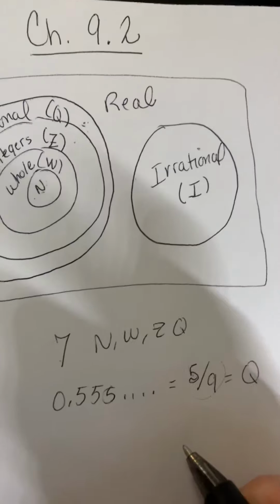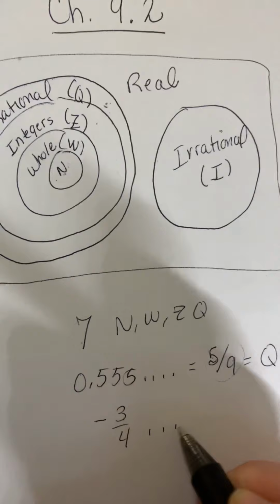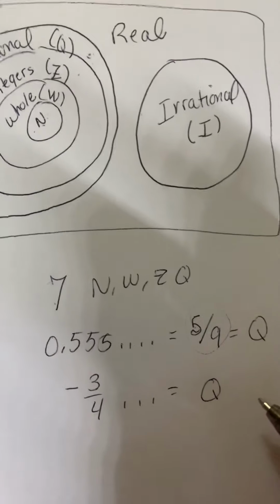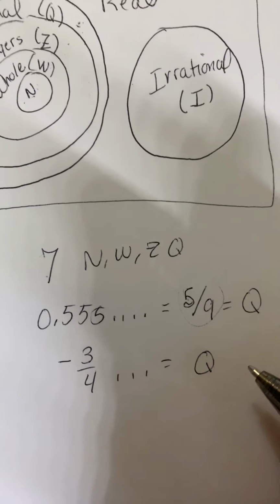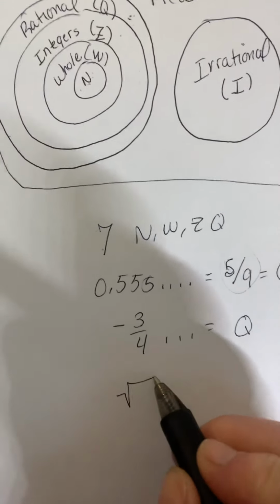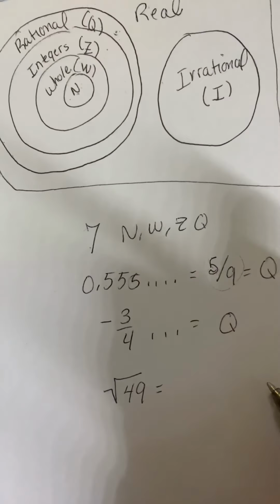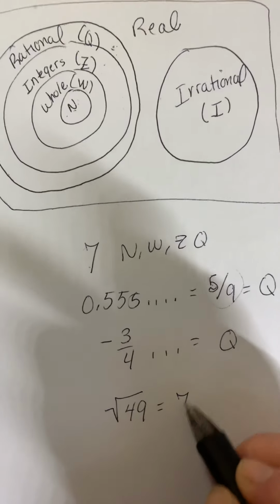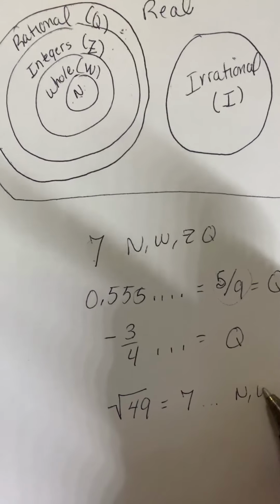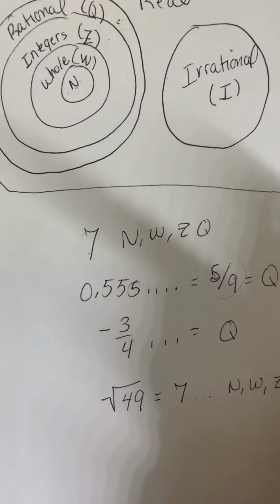Okay. If I had the negative 3/4, again, it's a fraction. Fractions are rational, and that's it. It's not an integer, because remember, an integer has to be a whole number. Now we're going to add square roots. So if I gave you the square root of 49, you have to simplify before you identify. You would say that that's equal to 7. And if I say that's equal to 7, then you know it's all of them. It's a natural, it's whole, it's an integer, and it's rational.